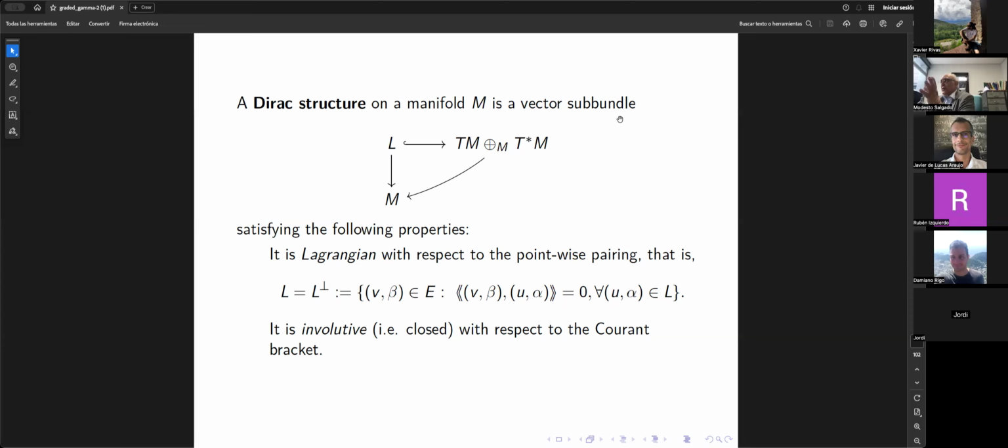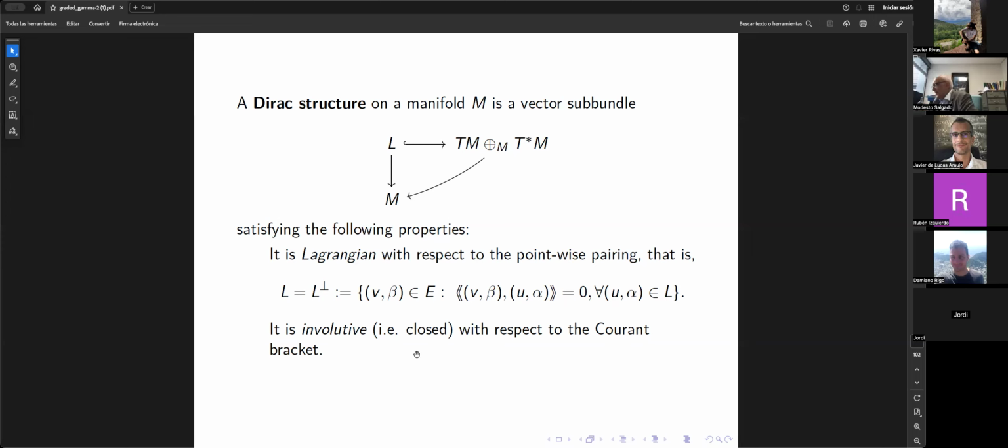And so a Dirac structure is just a subbundle satisfying some properties of integrability. For instance, it is Lagrangian with respect to this pairing, the natural pairing, and is involutive with respect to the Courant bracket. So this is the definition. And the presymplectic and symplectic structures fit in this definition, and the same thing for Poisson structures.